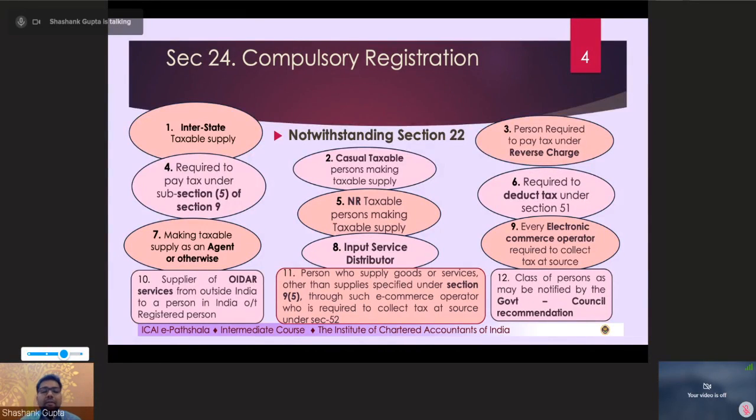Next is a person who supplies goods or services, other than supplies specified under section 9, subsection 5, through such an e-commerce operator who is required to collect TCS. So any person who is making supplies through an e-commerce operator is also compulsorily required to obtain registration. And the last clause is the general clause that if the government wants, they can notify any other persons who will be liable to obtain registration.